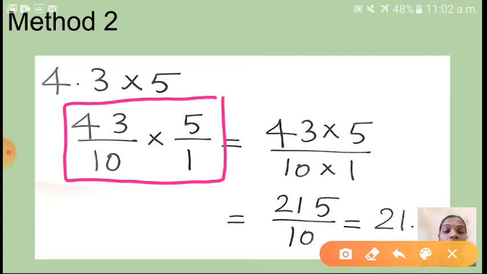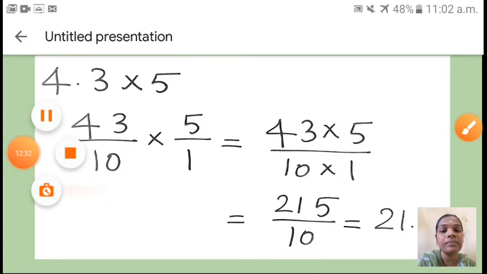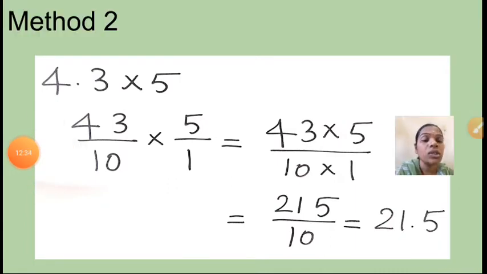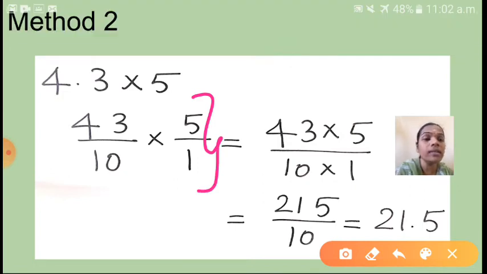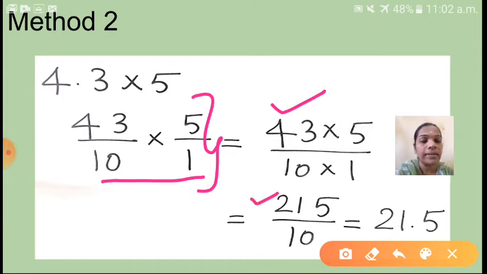So after this, what will come, children? Next step is what? If you want to multiply fractions, what do you have to do here, children? Numerator into numerator upon denominator into denominator. That means 43 into 5 upon 10 into 1. So 43 into 5, your answer is 215 upon 10.